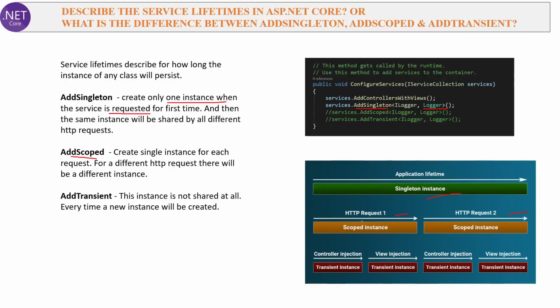Here in the diagram you can see HTTP request 1 is using a scoped instance and HTTP request 2 is using a different scoped instance. That is AddScoped. The last one is AddTransient, which means every time a new instance is created whenever it is required. It is not shared by different requests and not even inside the same request. So here we are not sharing the instance at all. This is called AddTransient.